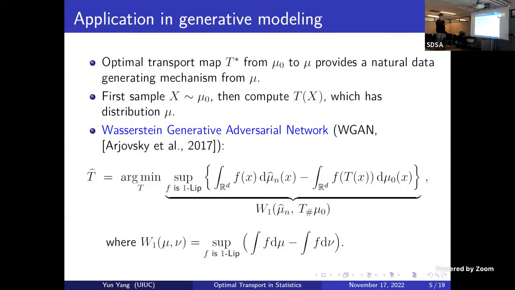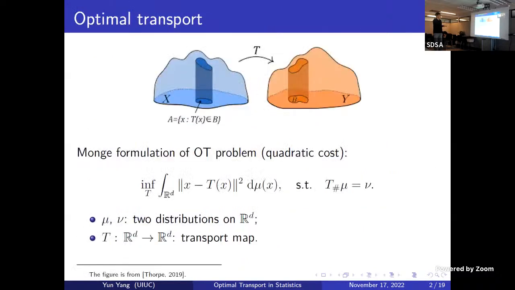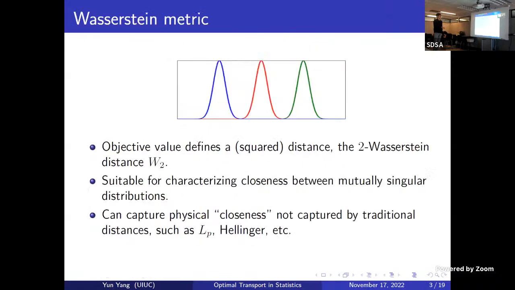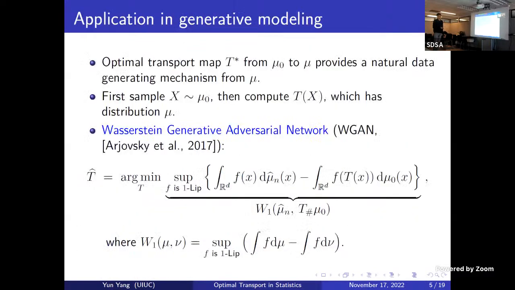Because of this, the transport map itself gives you a very natural way to design a generating mechanism. For example, if we think about mu zero as our source distribution, and mu as the target distribution corresponding to the data distribution, then the sampling is very simple. We just sample an X from mu zero, then we apply this map to that X. According to that constraint, we know that the corresponding T(X) will have the distribution mu, which is our desired distribution, which means sampling is very easy. We just find such a map, then apply this map to a bunch of random samples.